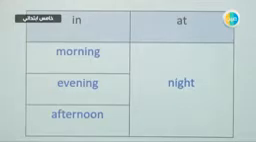Okay, now I want you to notice the time expressions that we have in the dialogue. We have in and at. We use in when we say morning. We say in the morning, in the evening, and in the afternoon. But we use at with night. We use the preposition at with night. We say at night.